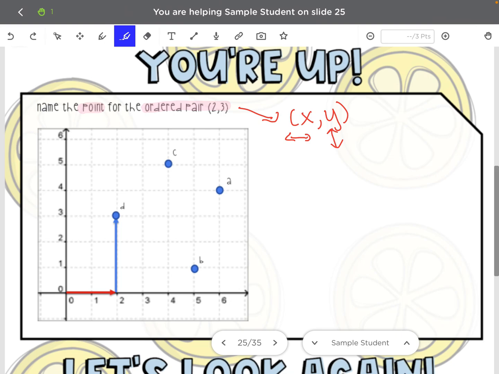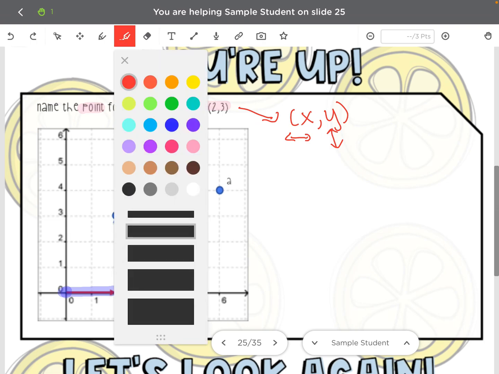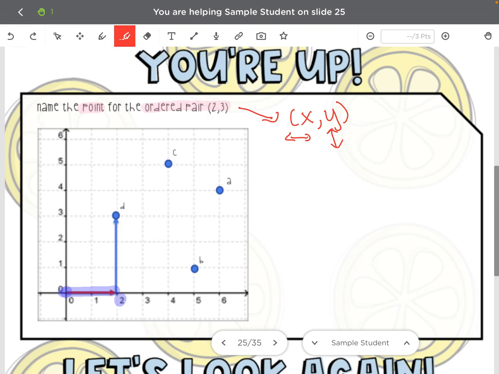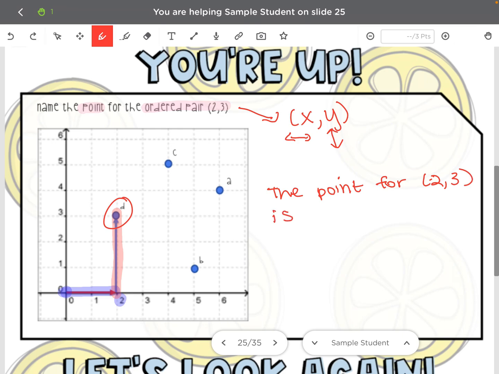So let's start with the x, since that is the first one. We'll start at the origin, because origin means beginning. That's the 0, where the lines intersect, and we're going to move 2 horizontally, or 2 to the side. So 1, 2. I'm at the 2 right here. Then I look at my y-coordinate, which is 3, and it tells me to go up 3 along the vertical. So 1, 2, 3. When I stop right there, I end at D. So the point for 2, 3 is D.